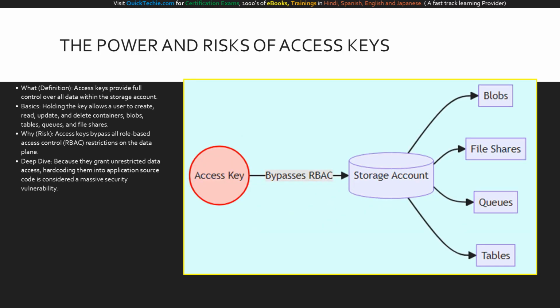Now we must discuss the power and the inherent risks of using these keys. What do these keys actually grant? Simply put, an access key gives whoever holds it full, unrestricted control over all the data inside the storage account. For the basics, this means they can create, read, update, or delete any blob, file share, queue, or table. Why is this risky? Because utilizing an access key completely bypasses any role-based access control, or RBAC, restrictions you might have carefully set up in Microsoft Entra ID.